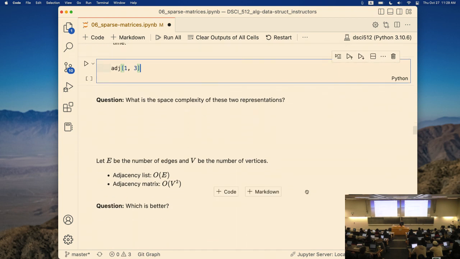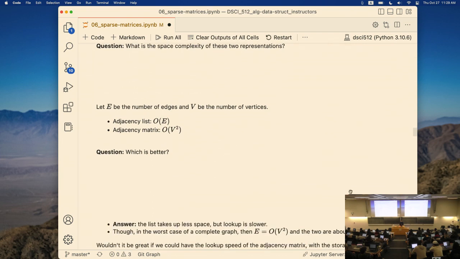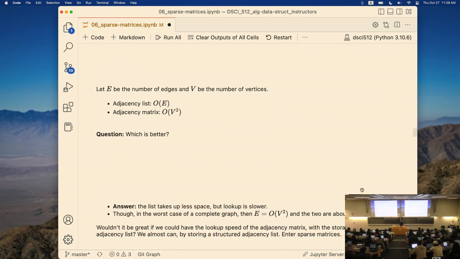So which one is better? Again, we have to align the data structure that we use to the data and the application that we have in mind. So it doesn't mean that adjacency matrix is always better or adjacency list is always better. No, that depends on the application. Okay.